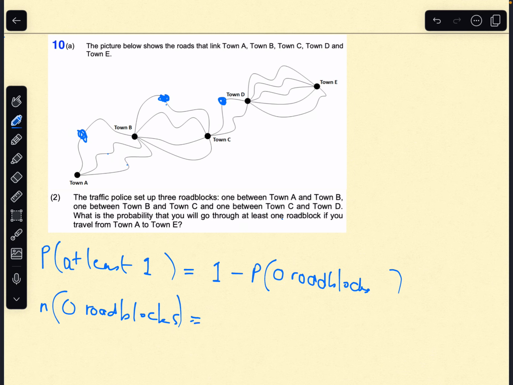From town A to town B, there are 2 options. From town B to town C, there are 3 options. From town C to town D, there's only 1 option left. And then from there, we have 5 last legs that we can choose. And that comes to 60.